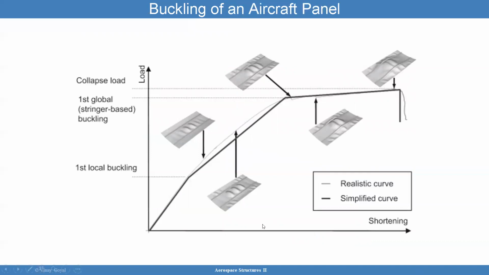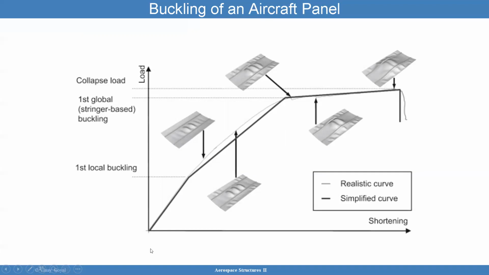So buckling of an aircraft panel: you're looking here at a panel that looks like this with some longitudinal ribs, and as you increase the load, you have some amount of shortening. What I mean by shortening is that I'm applying a load at either edge in compression, and shortening is how much I'm compressing it, while the load on the y-axis represents the load that I'm applying.